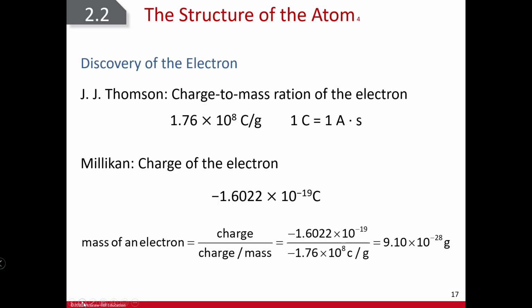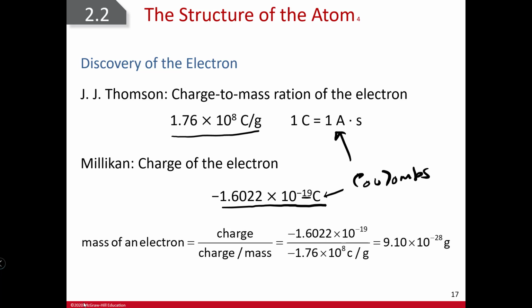So J.J. Thomson says, what we have here is a charge to mass ratio. Millikan actually determines the charge. Notice it's a very small number. It's negative, so we know it's negative: 1.6022 times 10 to the negative 19th. And this C here stands for coulombs. And a coulomb is equal to an amp second.